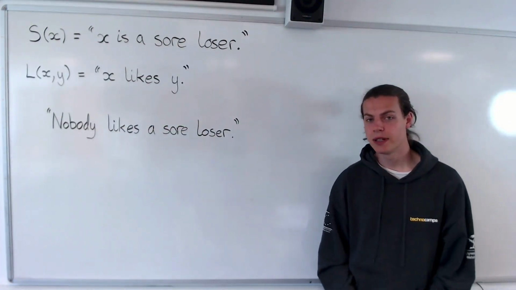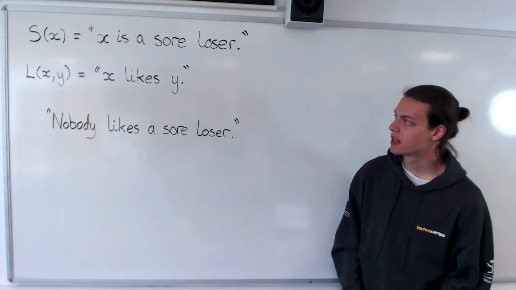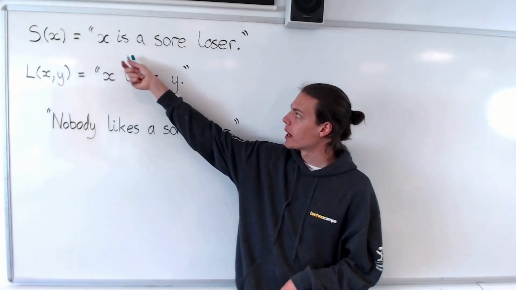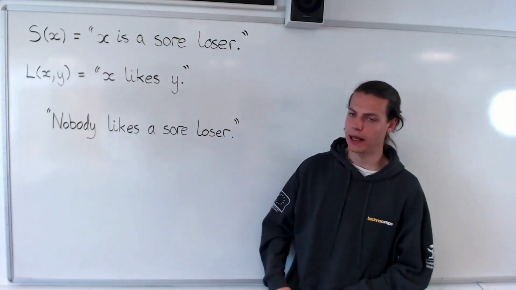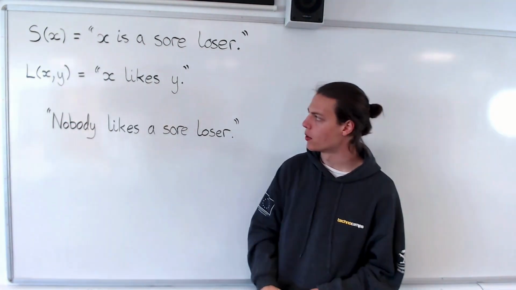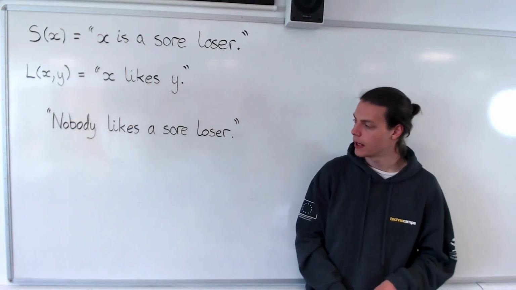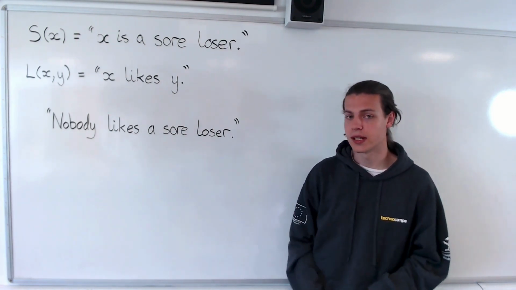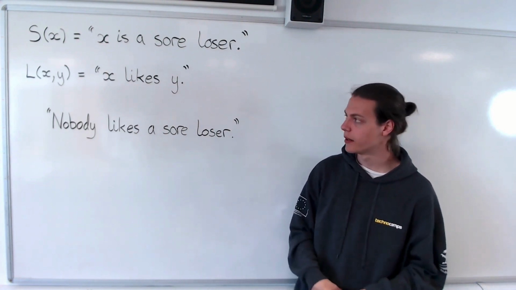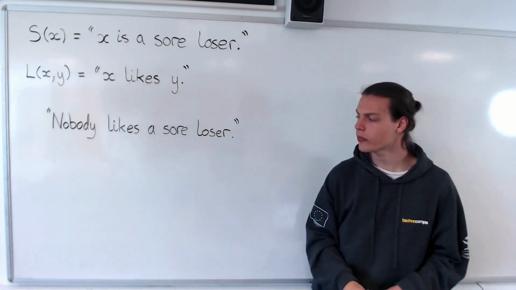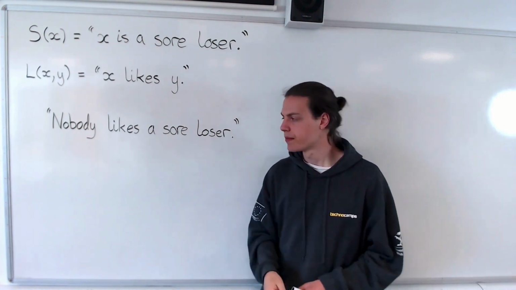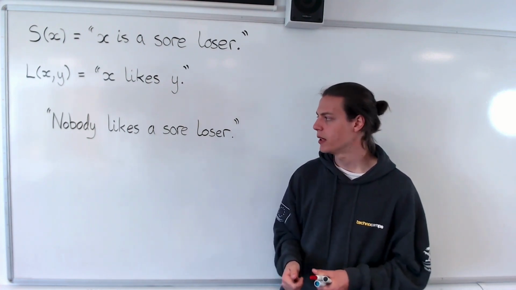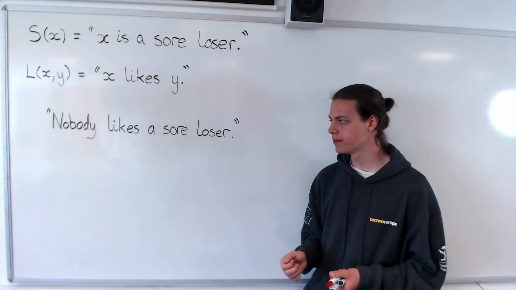In this exercise, we consider two predicates defined over the set of all people. S of x stands for x is a sore loser, and L of x, y stands for x likes y. Our task is to express this statement, nobody likes a sore loser, in predicate logic using these two predicates. Now let's think about this statement and think about how else we could express this.